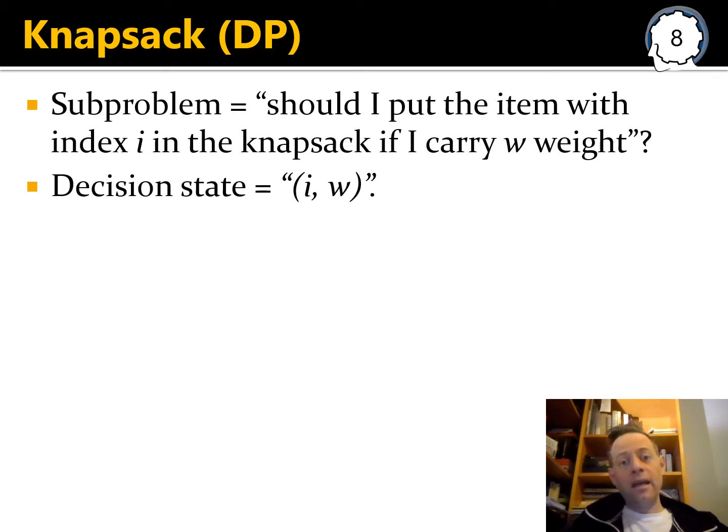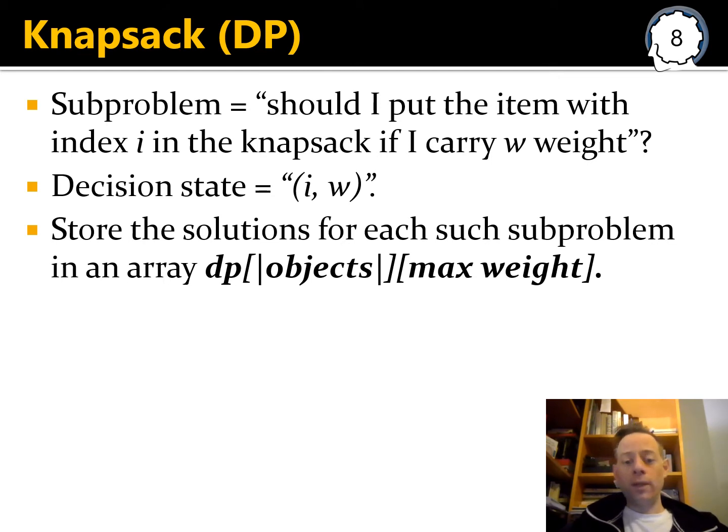So this means that our decision state, so basically our state, is the index I and the current weight W. And then what we can do is compute each subproblem once and store them in a table. I usually call it DP or M for memory, so that in this case it will be a two-dimensional array. The number of objects, which is the range over which I will vary, and of course the max weight, depending on how much W can be.